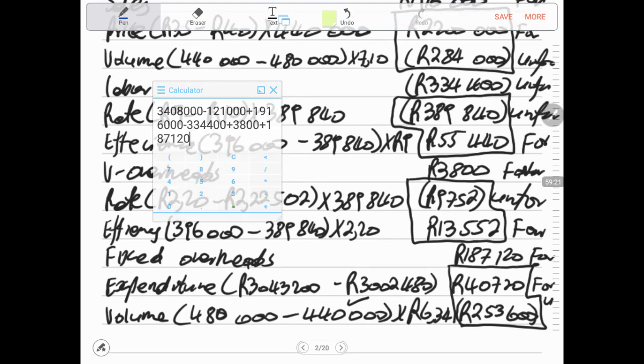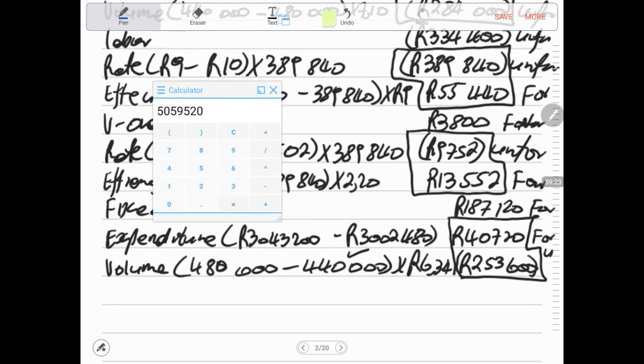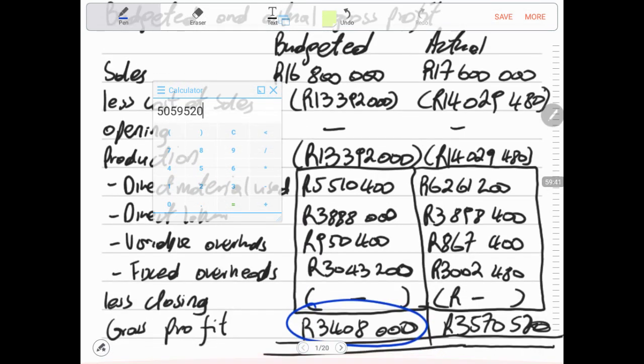187,120, and this was our last part of our variance, and that variance was unfavorable. And let me just reconfirm those, make sure that it's really reconciling. Here is our actual profit, and now let me do it individually.